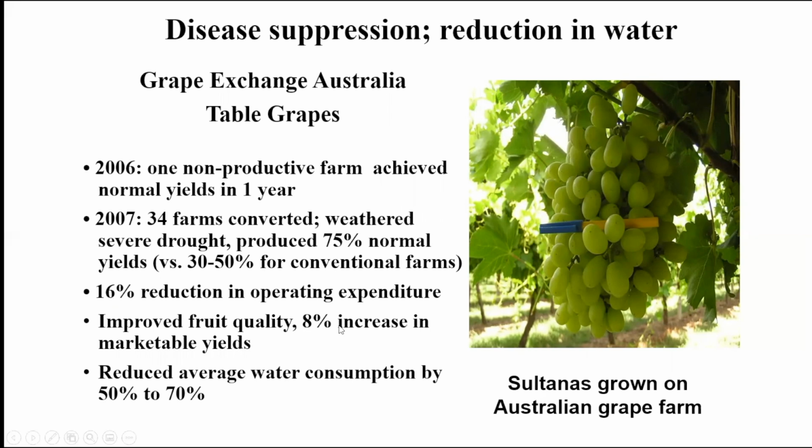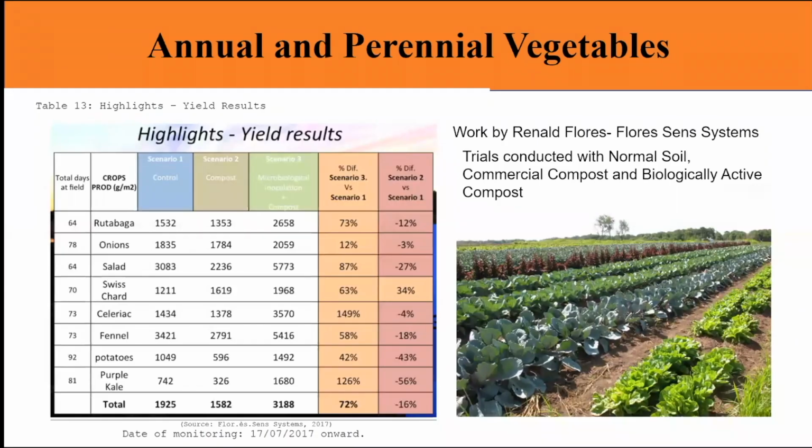Improved marketable yields, reduced water use by 50 to 70%. That means we didn't need to have water in the dam in order to grow our plants. All we needed was dewfall. So can biology fix all these things for you? Beyond a shadow of a doubt.